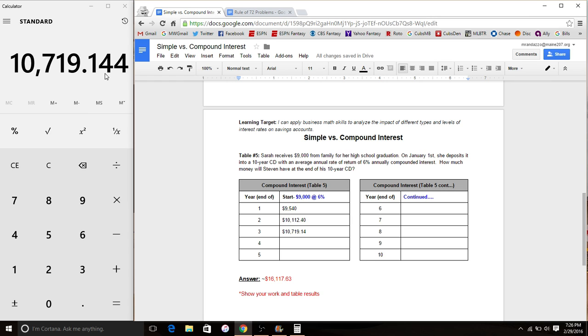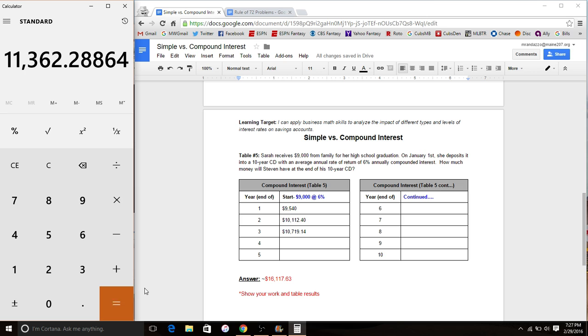Okay, because this is not quite a 5 yet, so we can't round up yet. So what do we do with this? Multiply by 0.06. And then add it to the 10,719. And now we have 11,362 and 29 cents, because we're going to round up here, because that 8 bumps that one up to 29 cents.